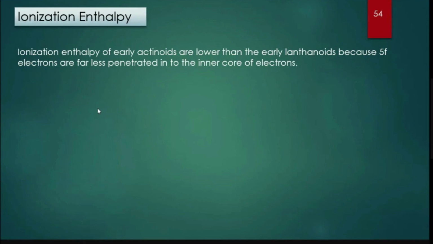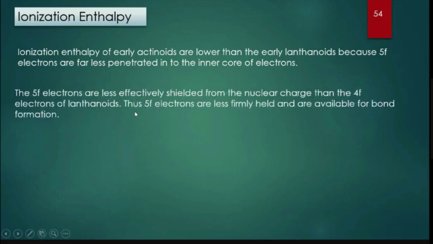That means 5f electrons do not enter into the inner core electrons. They are far away from the nucleus. Because of which the ionization enthalpy of early actinides is low. That means it is easy to remove the electrons from the outermost shell of early actinides. That means the first few members of the actinide series, when compared with the lanthanides, have sufficiently lower ionization enthalpy values, which is due to the fact that 5f electrons are far less penetrated into the inner core of electrons.